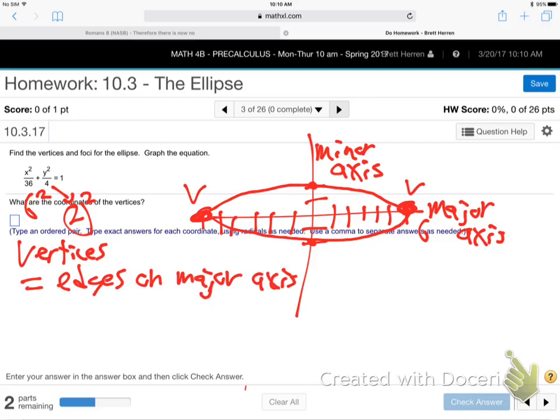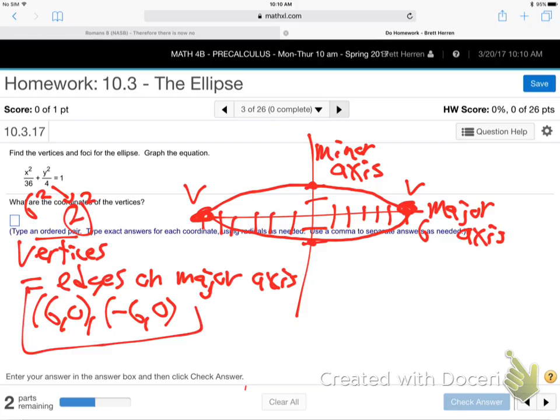Okay, and what are those? Well, it's this point and this point, so it's 6, 0, and minus 6. So they want the coordinates. Notice it says ordered pair on the question, right? Ordered pair. So remember that always means they want parentheses, comma, the whole thing, right? 2 of them. So here's exactly the answer.